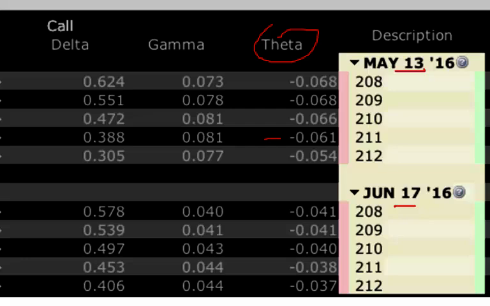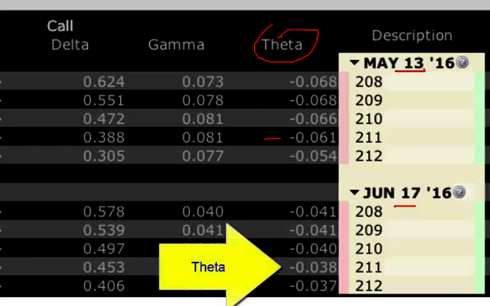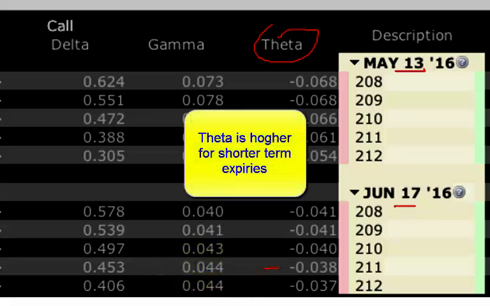Now you will notice here for the exact same strike for the longer expiry, the theta value is lower. So that's a key learning for you, that theta erodes at a much faster pace as you get closer to expiry.